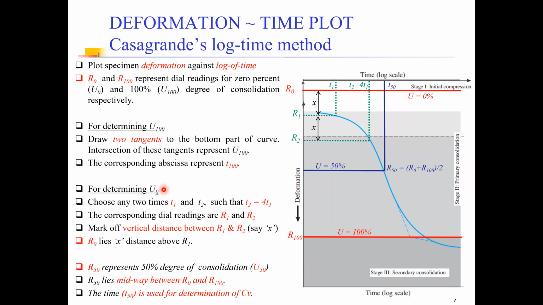For determining 0% consolidation, first of all, take an arbitrary time interval t1, then take a second time interval t2 in such a way that t2 is 4 times t1. Then whatever is the vertical distance between these two, move the same distance above, and this gives you R0. And R50 is simply midway between these two. So this is how we can easily determine Cv by using Casagrande's log time method.